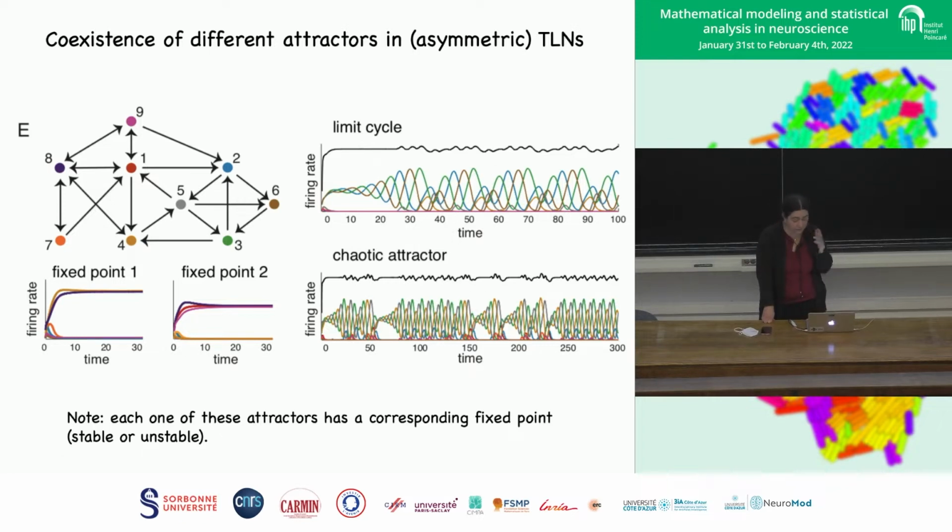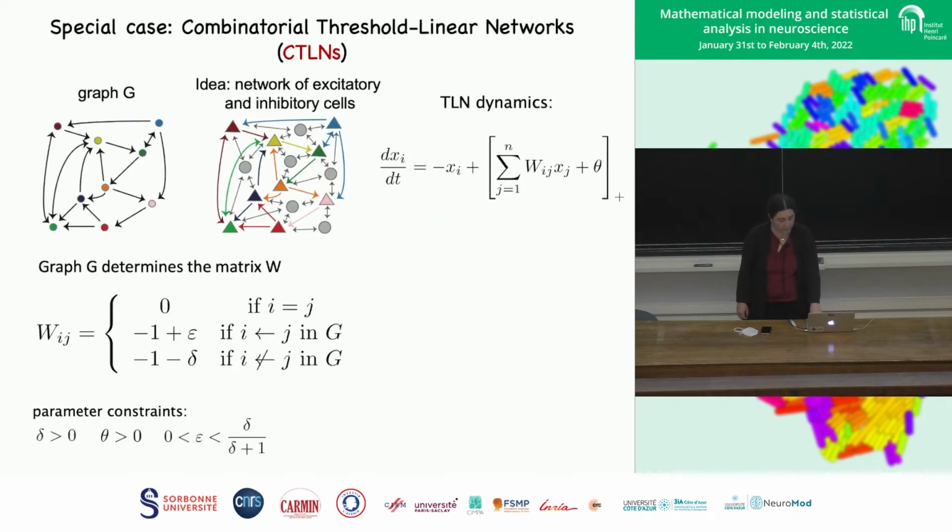And all of these attractors, the remarkable thing about these networks, is that all of these attractors are in some sense predictable from the structure of the graph, okay? So how do we get to the W matrix from the graph? We consider a special case of threshold linear networks. In order to really focus in on the graph structure, we consider a special case where the graph is fully determining the W matrix. But we are staying within the realm of inhibition-dominated networks.